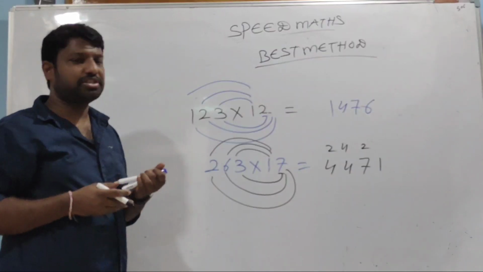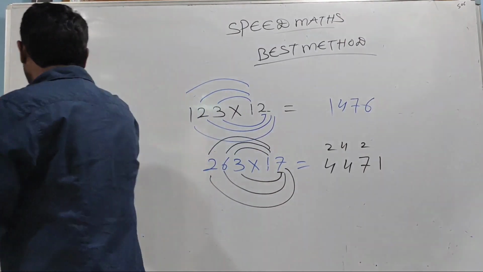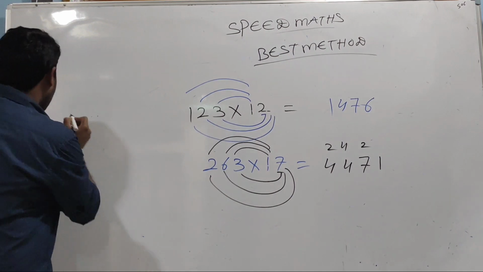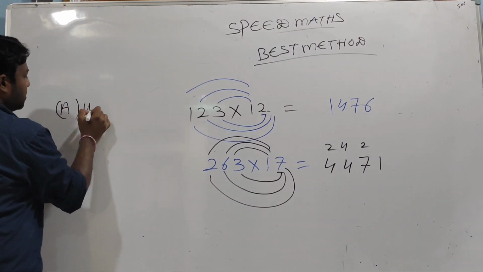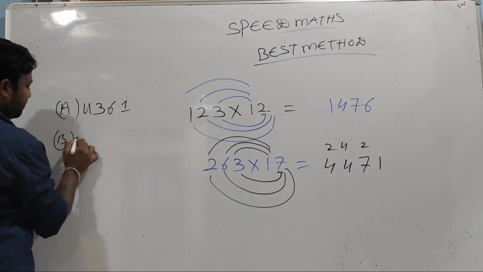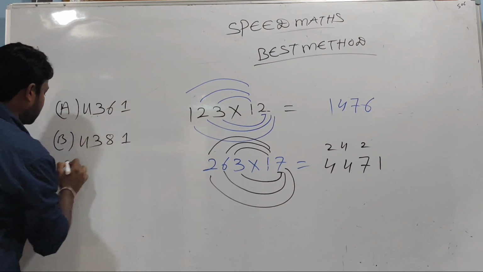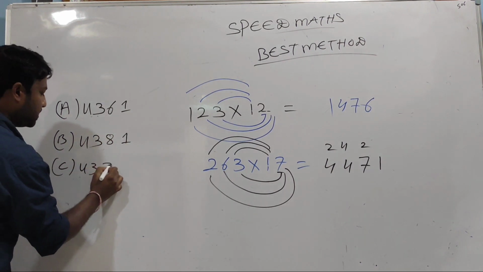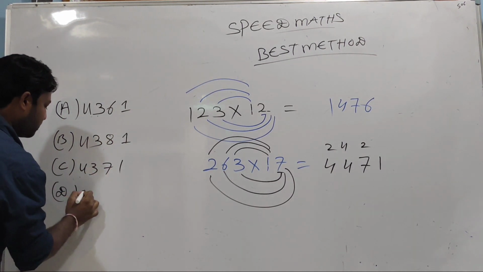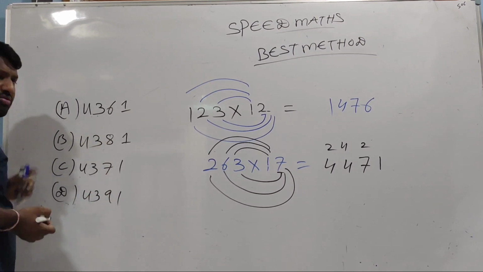So if you do like this, what happens now? First you will get the last digit. Suppose for some question you have options like this. In the last calculation you have options like this. Option A 4 3 6 1. Option B 4 3 8 1. Option C 4 3 7 1. Option D 4 3 9 1. Like this you have different options.